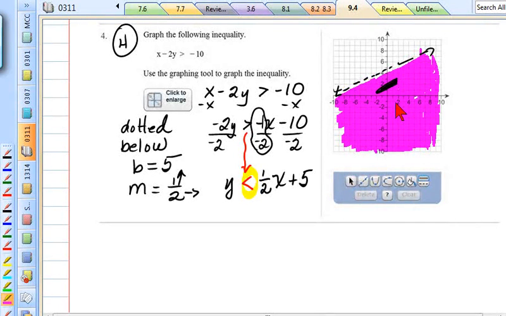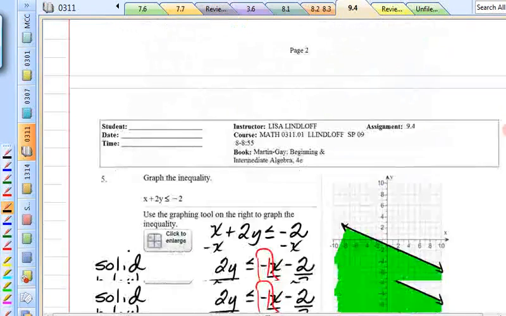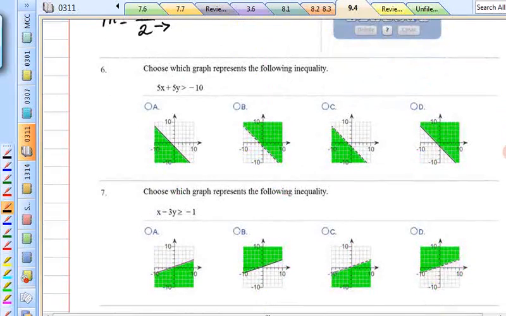All right, so one thing you want to be super careful about is when you are getting y by itself, if the coefficient of y is a negative number, you're going to divide by a negative. It's going to cause the inequality symbol to reverse. So watch out for that. We've done 5.